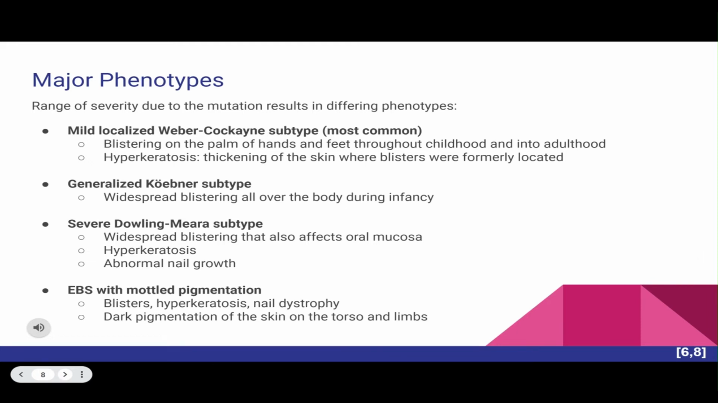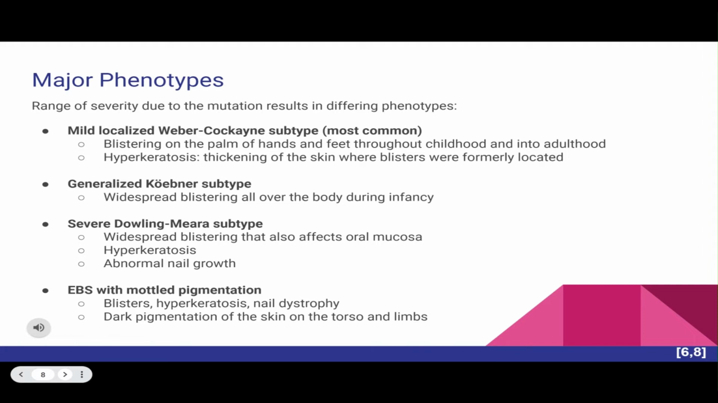Generally, EBS causes a wide range of fragile skin due to blistering, nail dystrophy, and hyperkeratosis, but leaves little to no scarring. Usually these subtypes of EBS can be distinguishable based on the location of the blister formation. Localized EBS is most common and least severe and can persist from youth to adulthood. The blistering usually occurs mainly through minor trauma, such as the hands and feet, resulting in a thickening of the skin. Koebner causes blistering all over the body, but Dowling-Meara is most severe, as the blistering extends to the oral mucosa of the mouth along with abnormal nail growth.